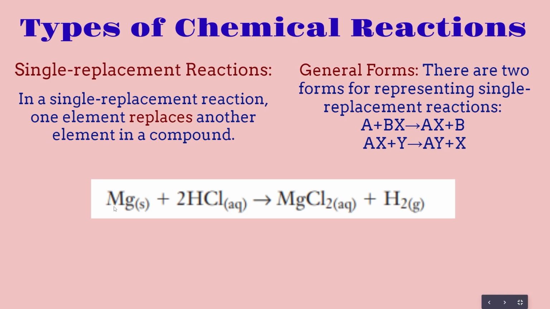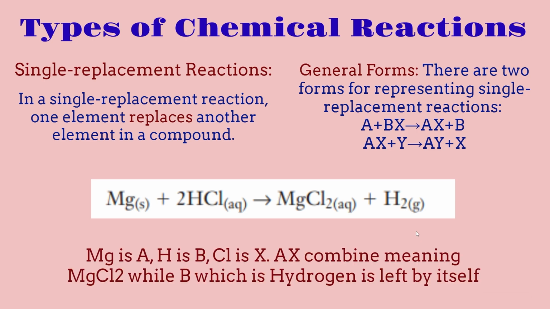In this case, magnesium would be A plus BX, which is hydrochloric acid, and that is equal to AX, which is magnesium chloride, plus B, which is hydrogen. What A did was that it replaced B. So magnesium replaced hydrogen. Then it became magnesium chloride, and hydrogen was by itself. Basically, magnesium is A, hydrogen is B, and chloride is X. So AX combines, which gives a product of magnesium chloride, while B is just hydrogen left by itself. So this is our third type of chemical reaction, which was the single replacement reaction.